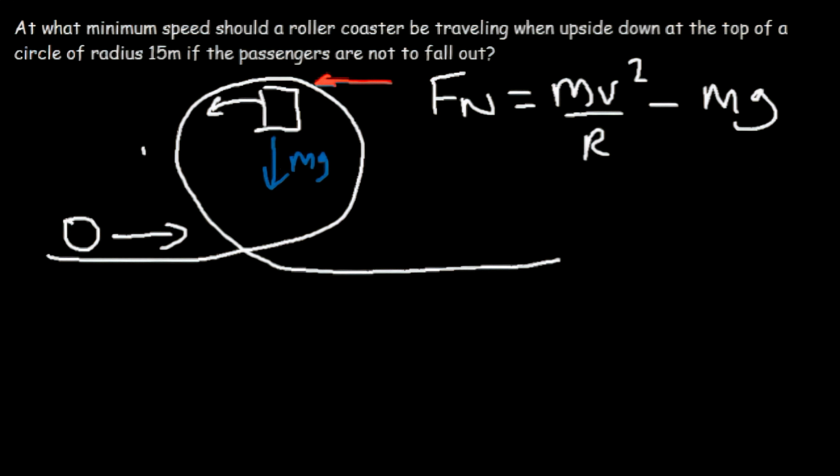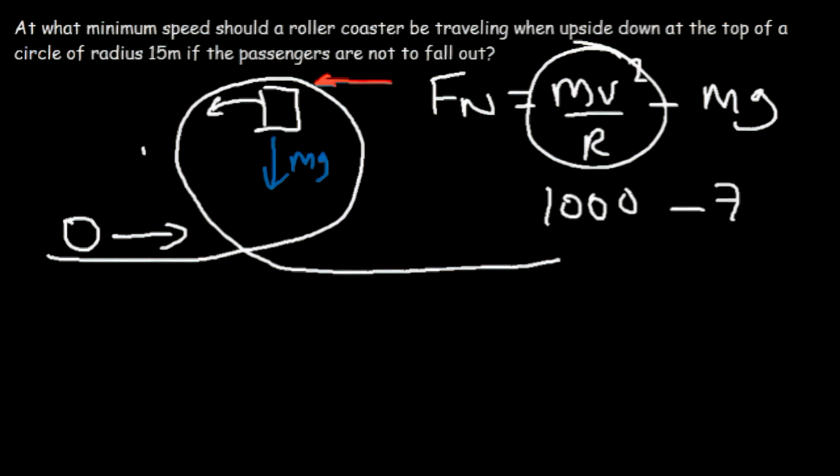How can we calculate that minimum speed at which the roller coaster won't lose contact with the tracks and the passengers will not fall out? The threshold is when the normal force is 0. If the roller coaster is moving fast enough, the centripetal force will exceed the weight force. So let's say the centripetal force is 1,000 and the weight force is 700. That means there's a normal force of 300. That means the tracks are exerting a force on the roller coaster, so the roller coaster is still in contact with the tracks.